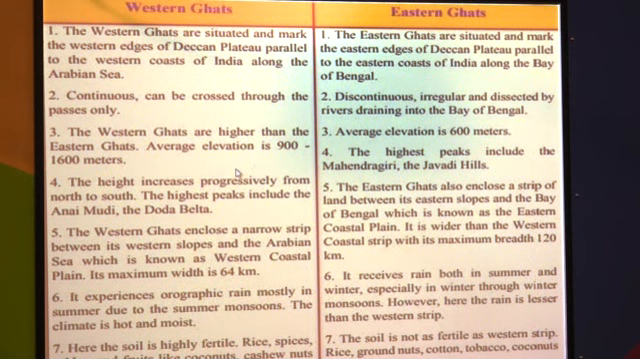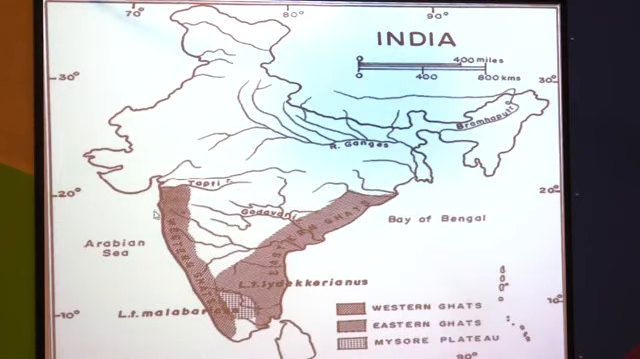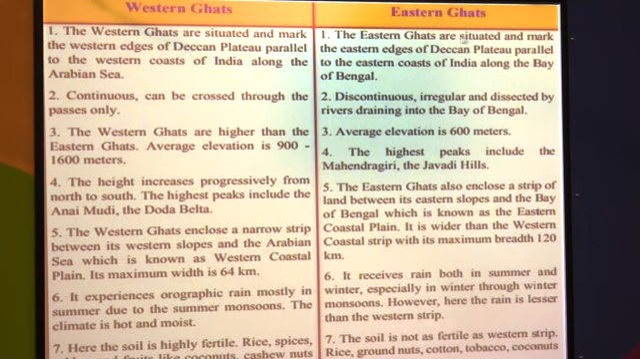When we come to the second point, the Western Ghat is continuous and can be crossed only through the passes. When we observe here, it is a continuous range and all the passes are here, Thal Ghat, Bhor Ghat. These ghats are located here on the Western Ghat. And the Eastern Ghat is discontinuous, irregular and dissected by rivers draining into the Bay of Bengal.